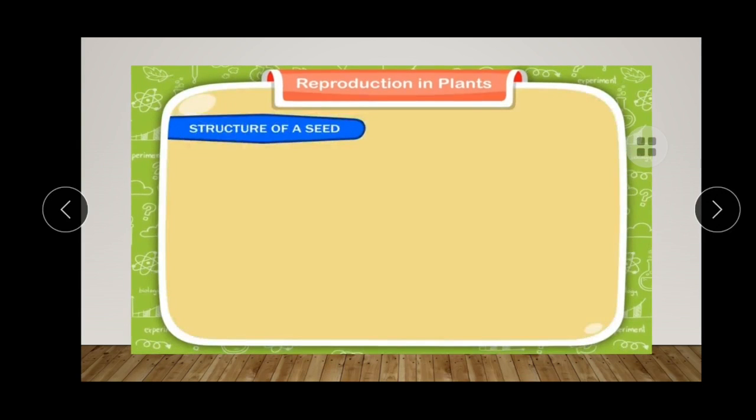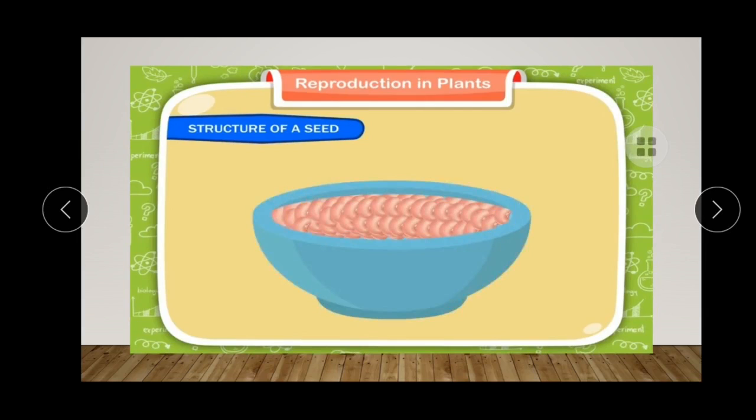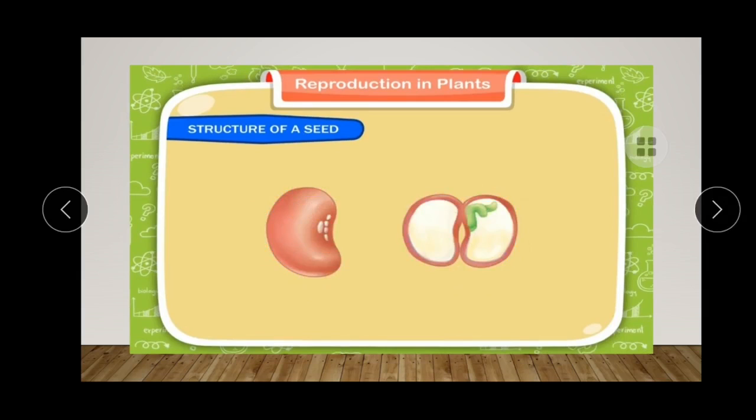Here, the next topic we are going to start is the structure of seeds. For this, you all can do this activity at home. We can take a few bean seeds or gram and soak them in water overnight. Now it becomes easy to split. You can look at its parts. You can see the main part and the outer part.